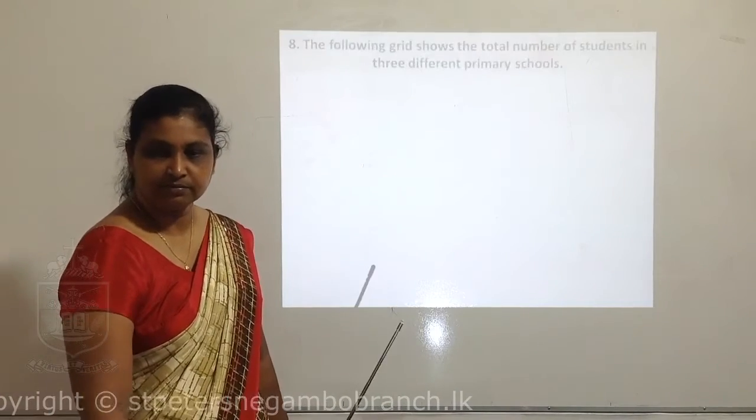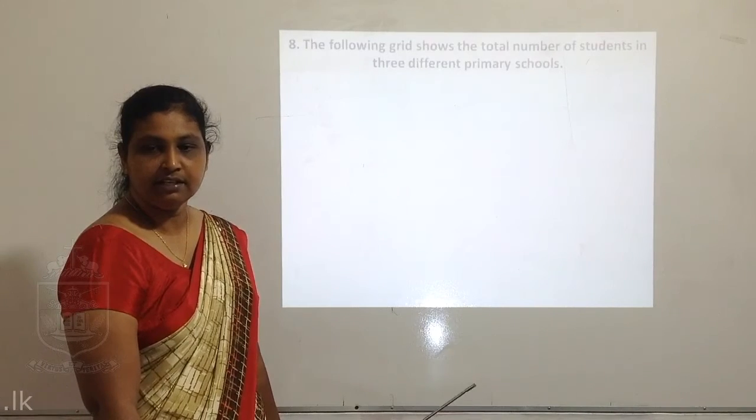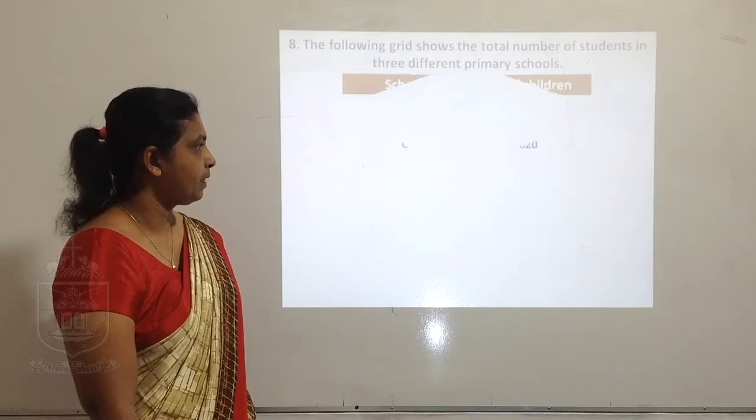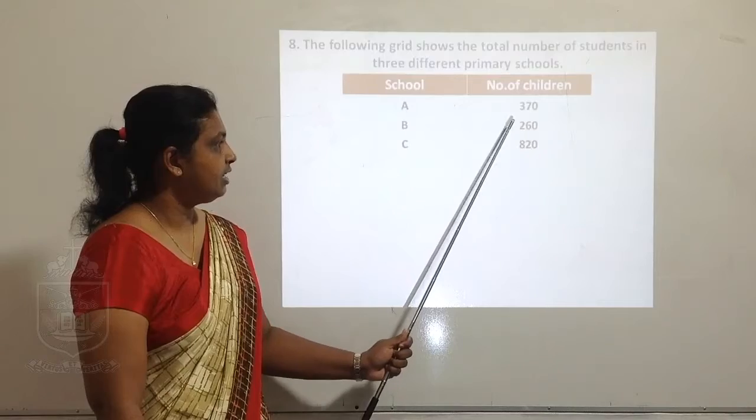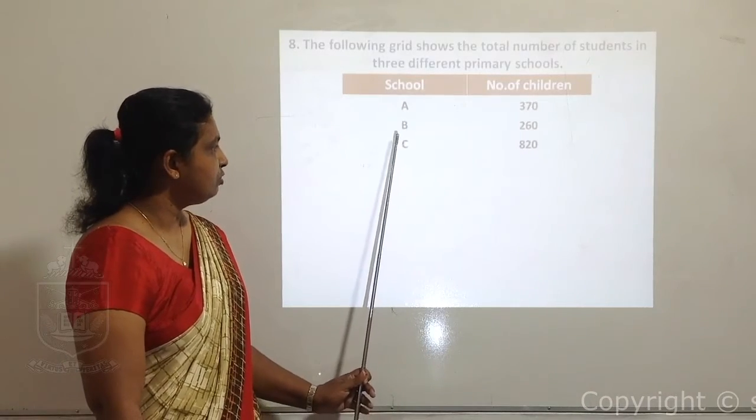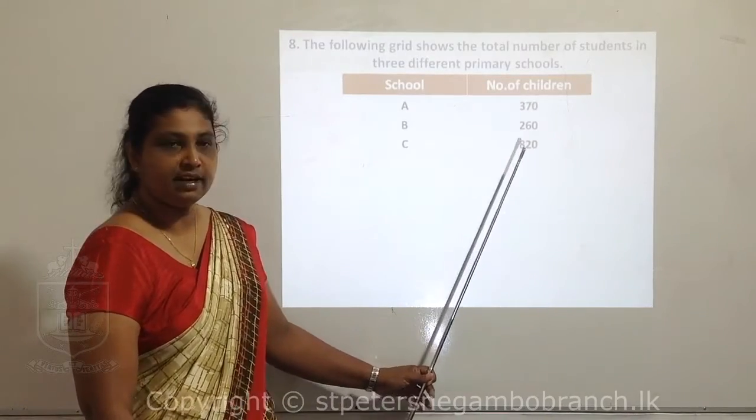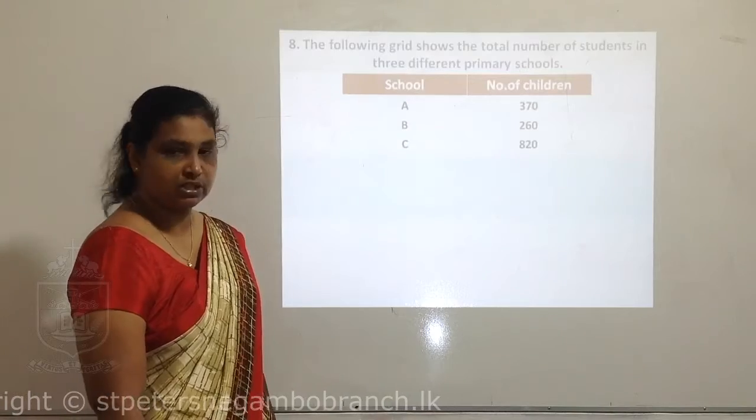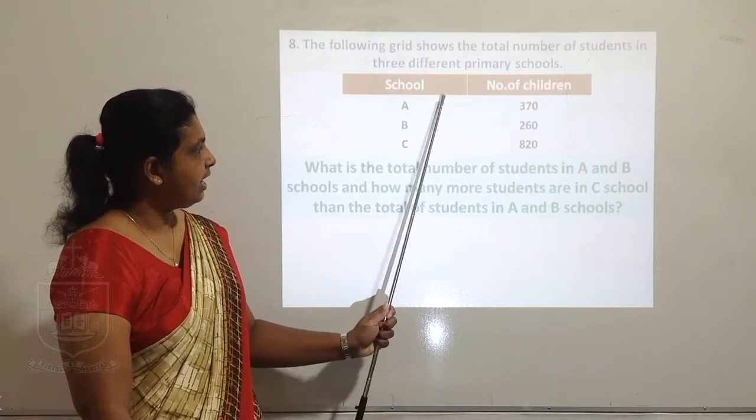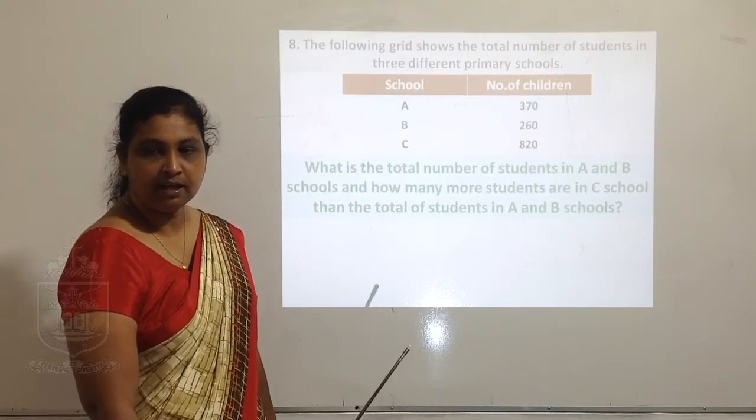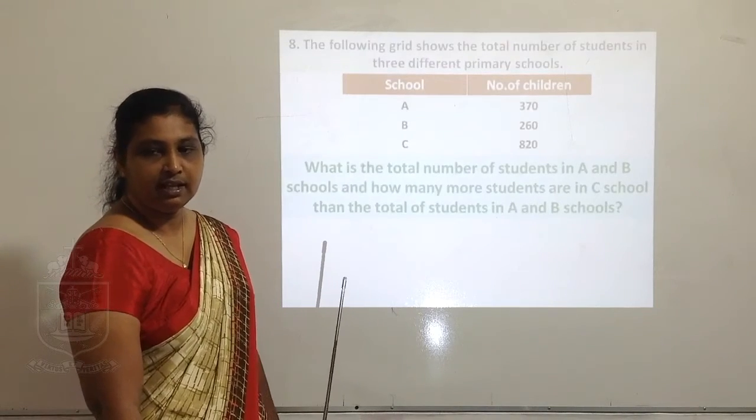Our last question. The following grid shows the total number of students in 3 different primary schools. This is the grid. School A, 370 children. In school B, there are 260 children. And school C, there are 820 children. So we'll see the question. The question is, what is the total number of students in A and B schools and how many more students are in C school than the total of students in A and B schools?